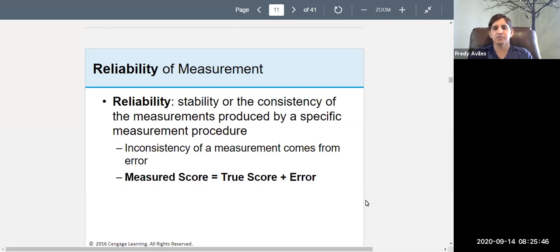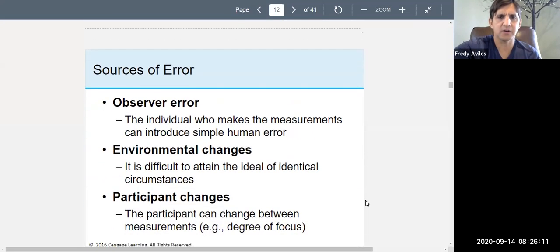Now, here's a little bit something to complicate things. When you actually measure something, the score you get actually has two parts. One is the true score, right? What the measurement actually is, and another one is error, okay? And that error could come in different forms, because it's hard to measure things perfectly. There's always a source of error. And here are your sources of error.